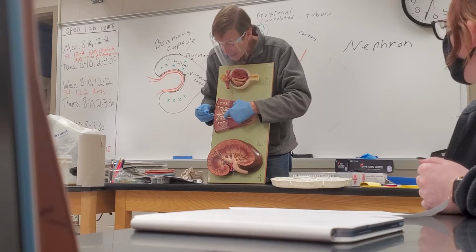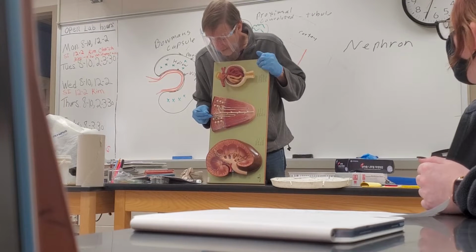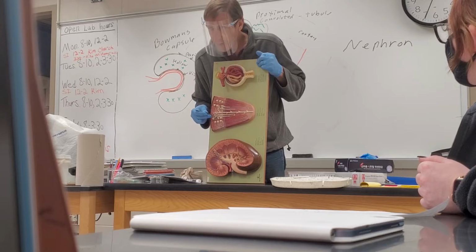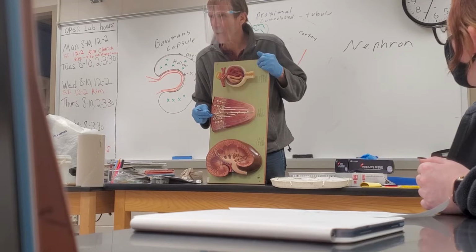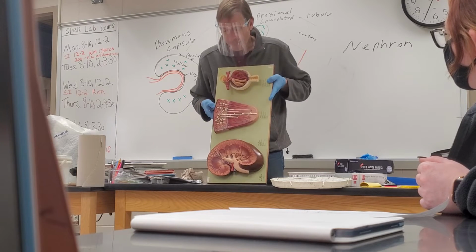Down here on the lower magnification, you might be able to see it better. Here's a Bowman's capsule. You see this little twisted tube coming out of it right here? That's the proximal convoluted tubule. Those are tiny. Oh yeah, they're microscopic. There's 10 million per kidney. They're not even this big. This is a proximal convoluted tubule.